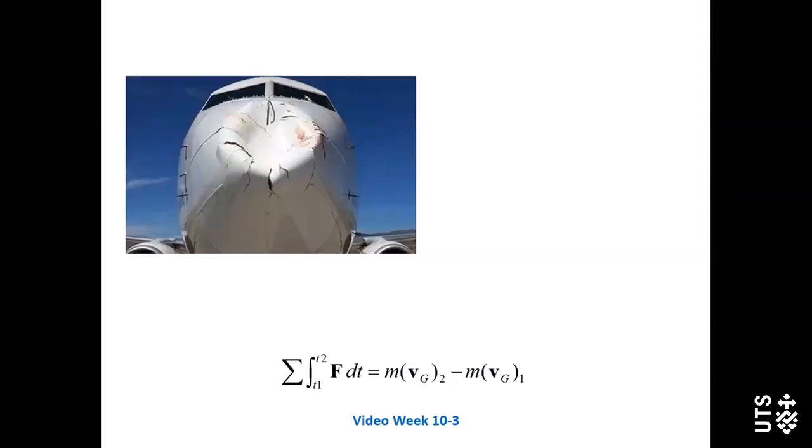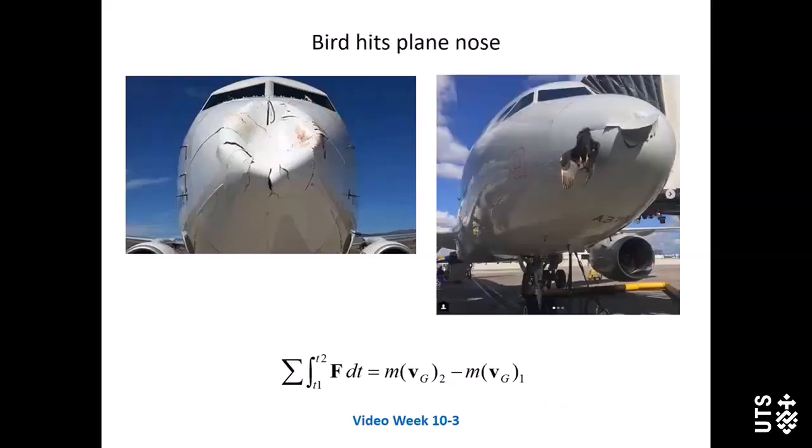The mass of a bird is very small compared to that of an airplane, but its impact is high enough to damage the plane because of the very high relative velocity between a bird and an airplane in the sky.